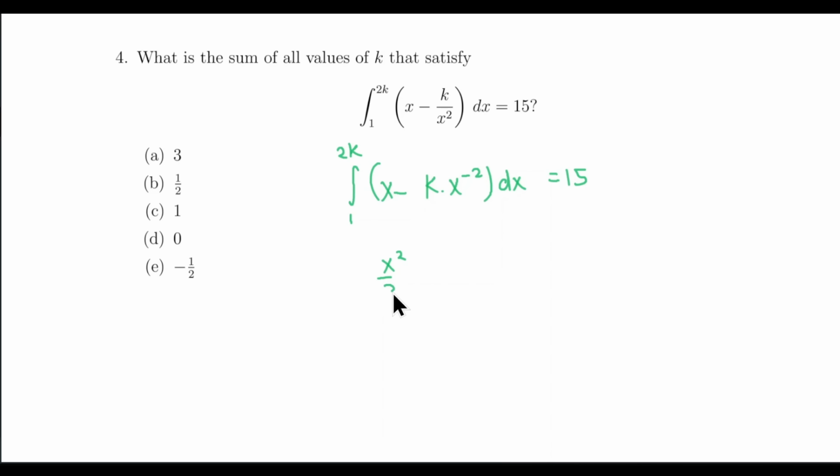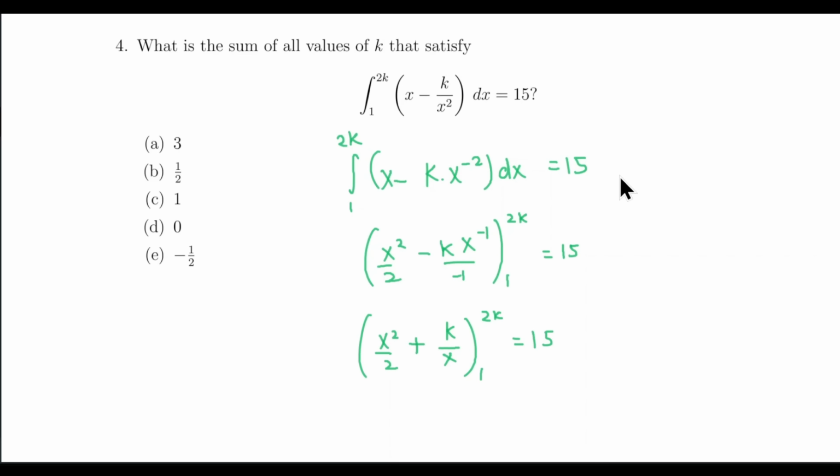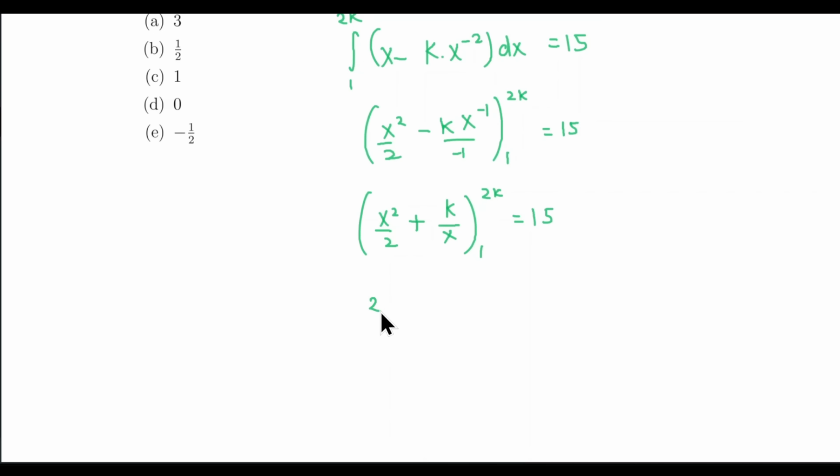Integration of x is x square over 2, and integration of x to the minus 2 is x to the minus 1 over minus 1, from 1 to 2k, and this should give me 15. So this will be x square over 2, double negative is positive, and x at the bottom, going from 1 to 2k, and that should be equal to 15. So if I put the upper bound, this will be (2k) whole square over 2 plus k over 2k. That's how the upper bound looks. And the lower bound will be 1 over 2 because 1 square is 1, and k over 1. So there is no need to write k over 1.